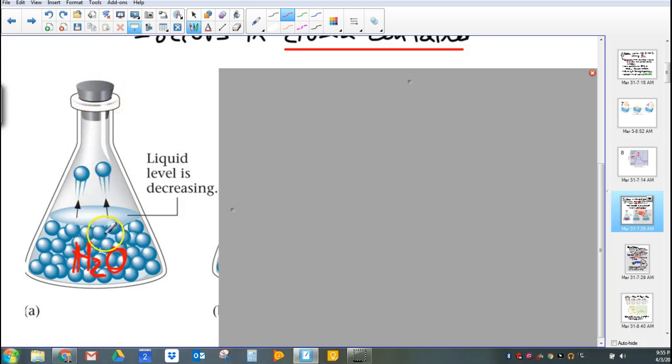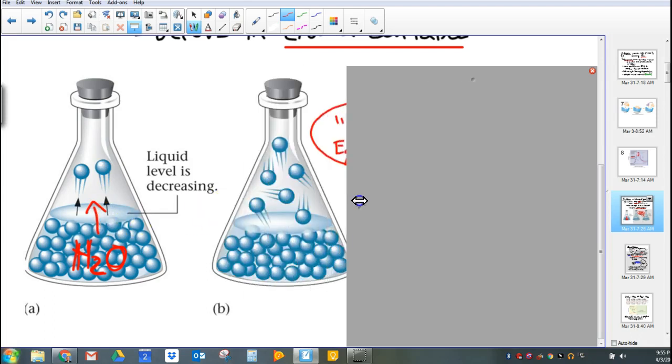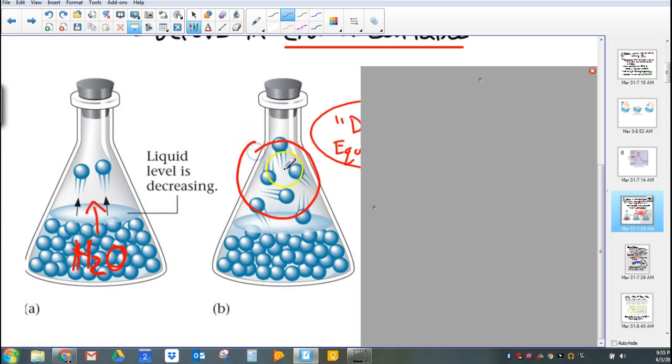Early on, the reaction is going in just one direction. The water molecules are coming out of solution into the gas phase. But as the reaction proceeds over time, the concentration of gas phase molecules begins to increase, and therefore there will be some collisions back into the liquid water, and some of those molecules will go back into the aqueous phase.